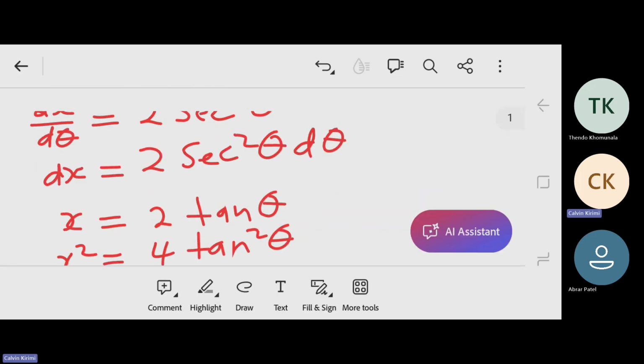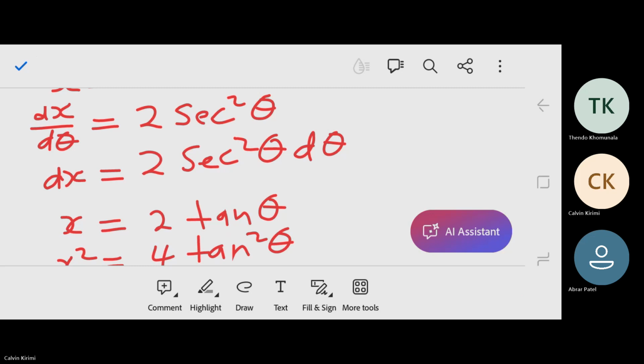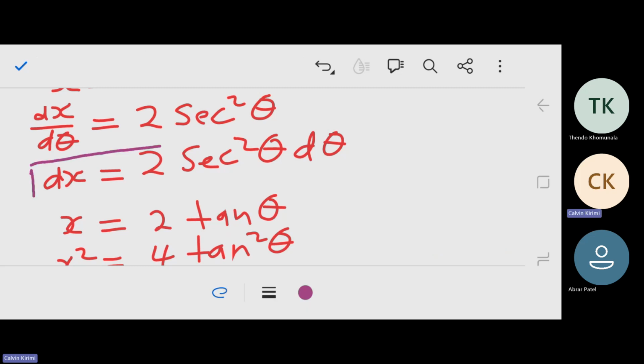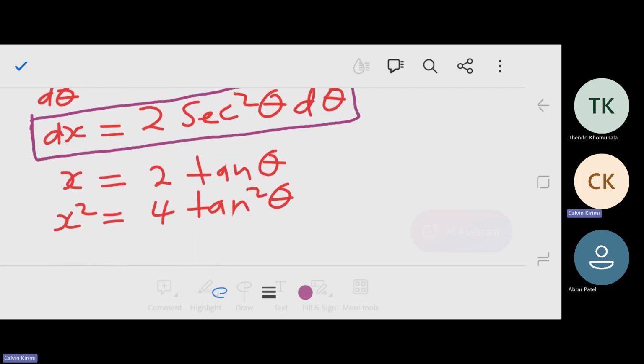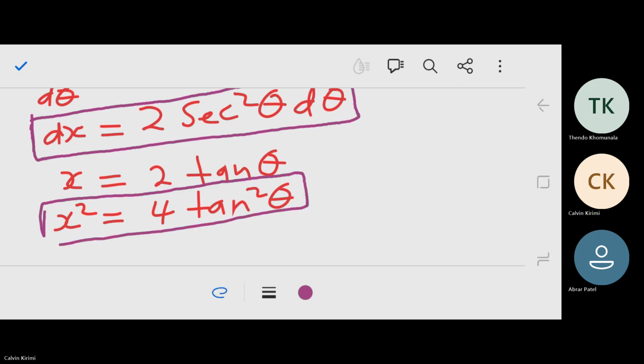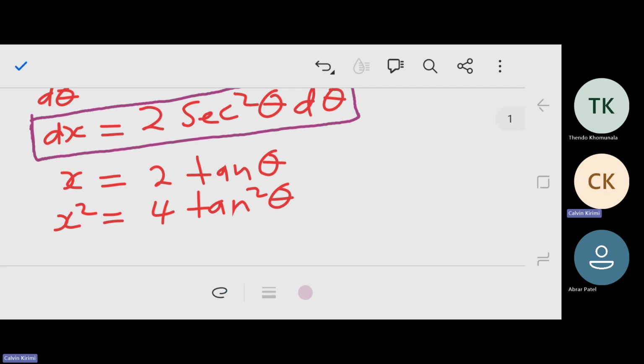So that is our trig substitution which we are talking about. Where there is dx, we replace dx with that. Where there is x squared, we replace x squared with that. And what's left is the root of x squared plus 4. What are we going to replace the root of x squared with?